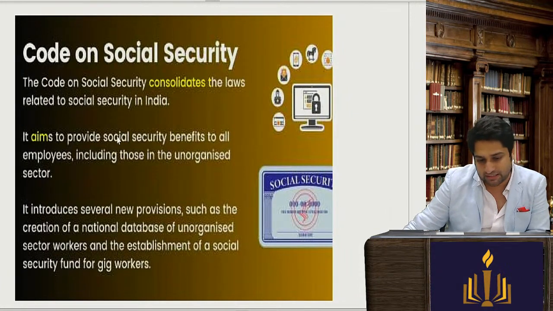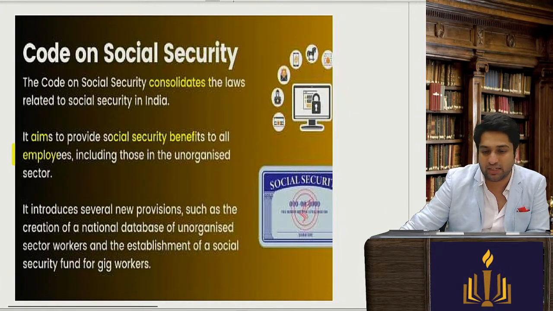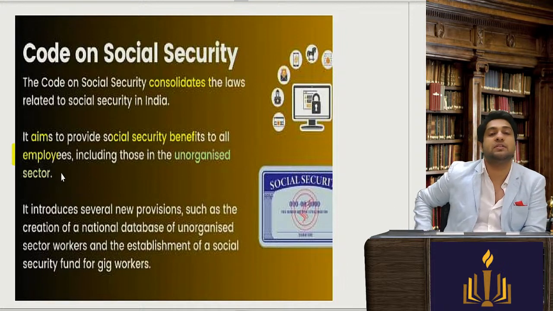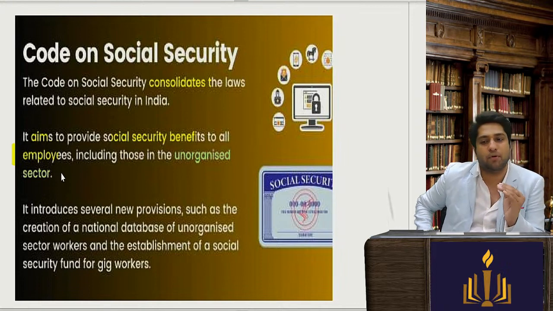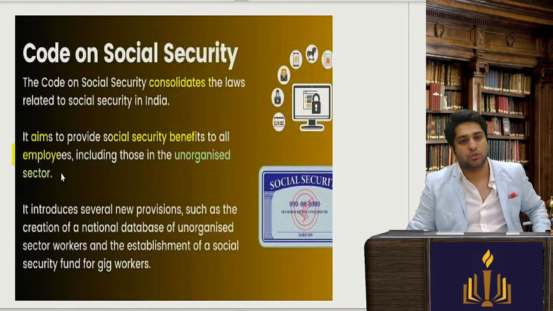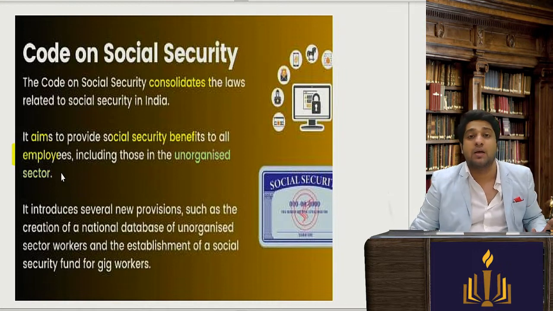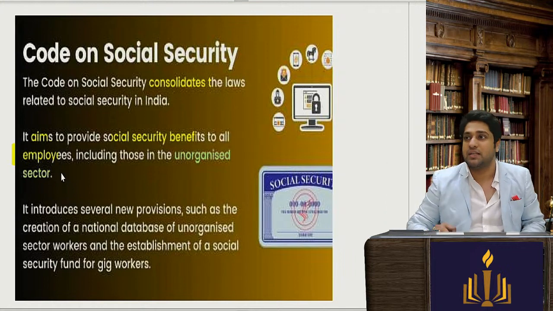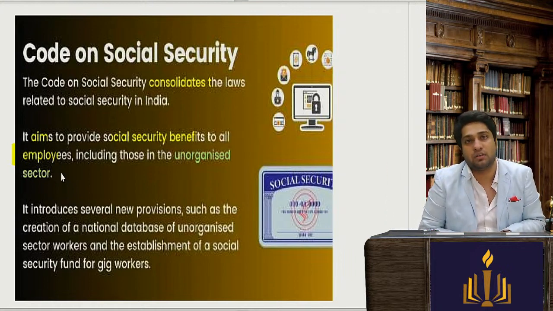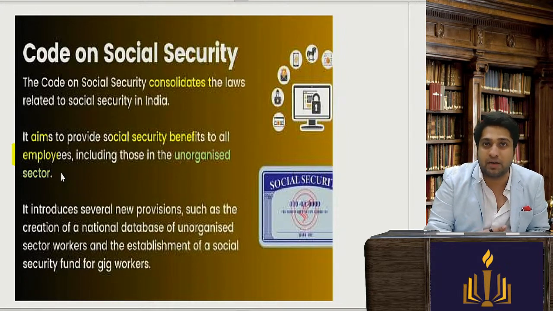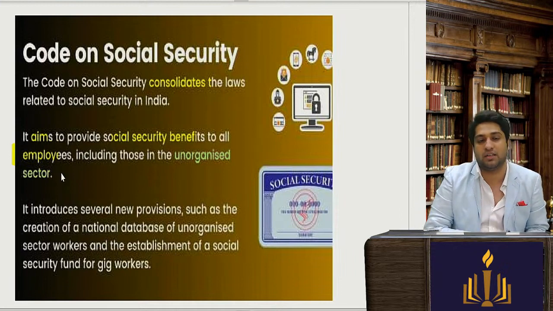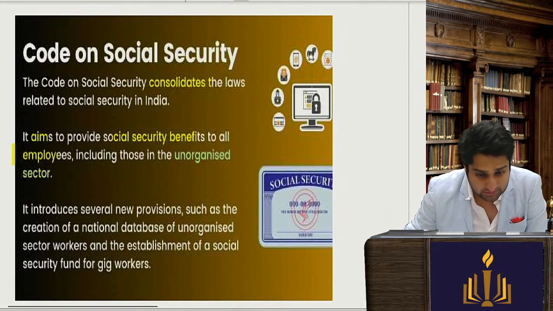It aims to provide security benefits to its employees, including the unorganized sector. Now this is the first time where the unorganized sector is also covered. Now what is unorganized? See, organized sectors are those where you have a formal employer-employee relationship. So they were always covered under the labor laws. But nowadays people have these part-time workers, they have these freelancers, they were never covered. Now unorganized sectors such as self-employed, or we can say freelancers, are also covered here under the social security code.